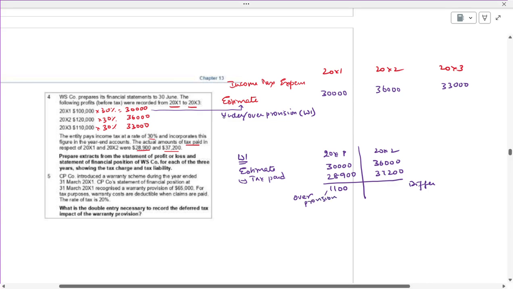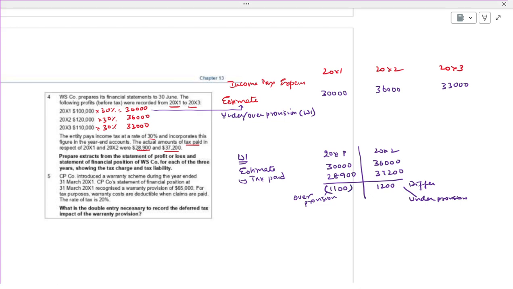And 2002, how much? Under provision. It means they have estimated less and they have paid more. This is under provision. If it is over provision, will we minus or plus? Minus. Okay, we will minus.